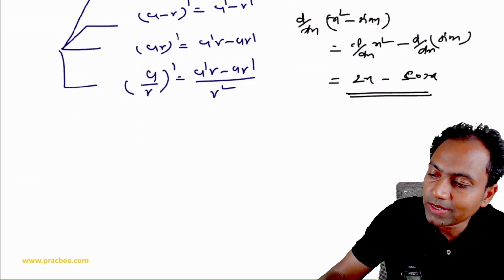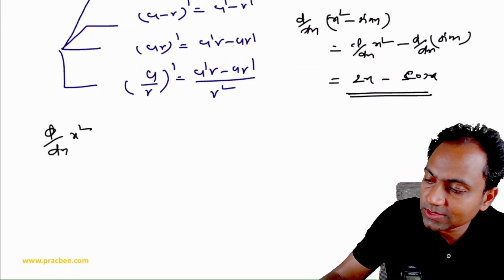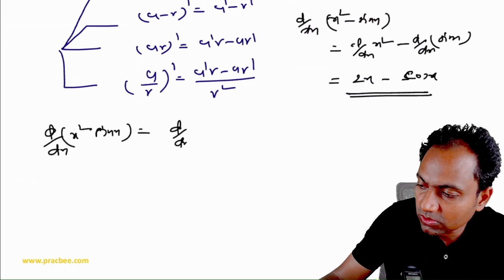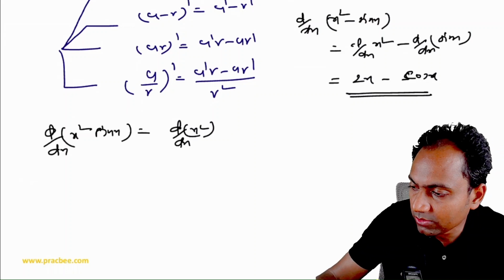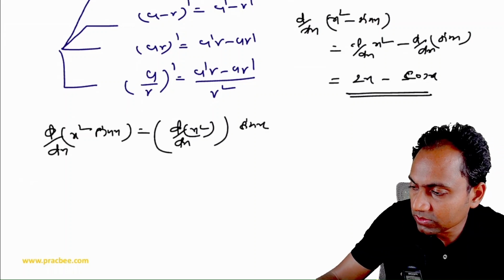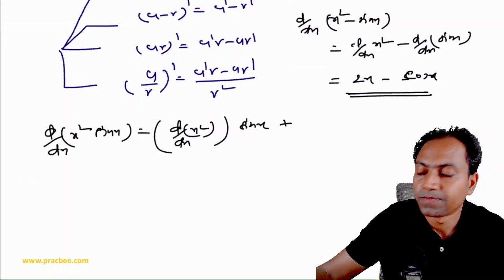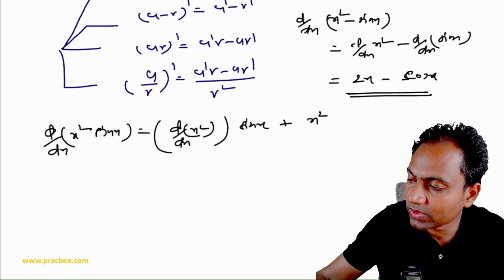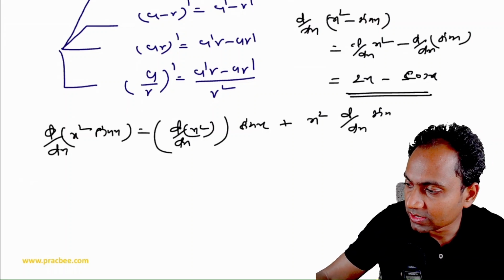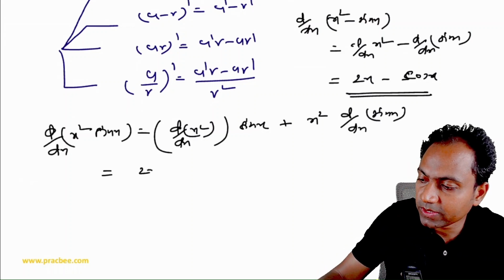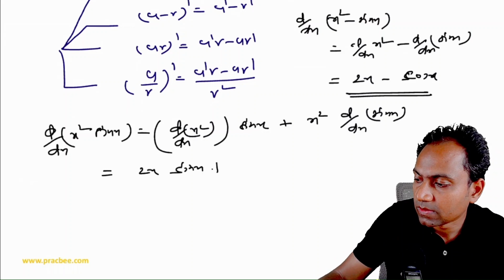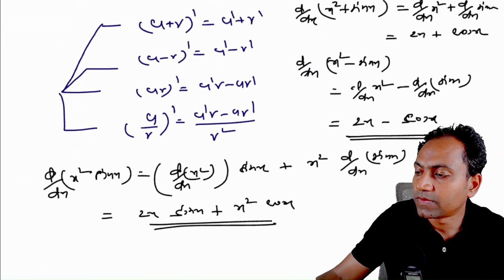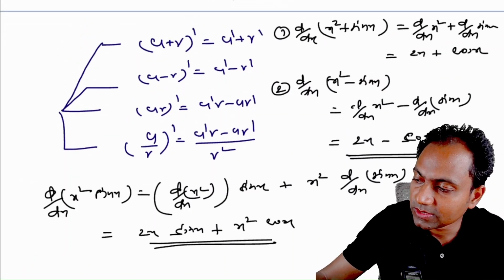Now, for the multiplication, if you have x square into sine x, then what we are saying is we'll find the differentiation of the first function and multiply the other function, and then we'll put a plus sign, write the first function and the derivative of the second function. So we'll write x square here and the derivative of the second function, that is sine x. If I do that, this becomes 2x sine x plus x square into cos x. This becomes our answer.